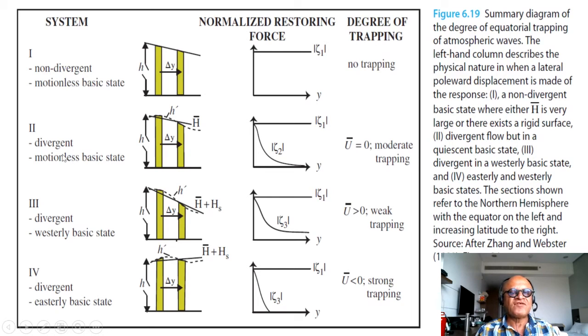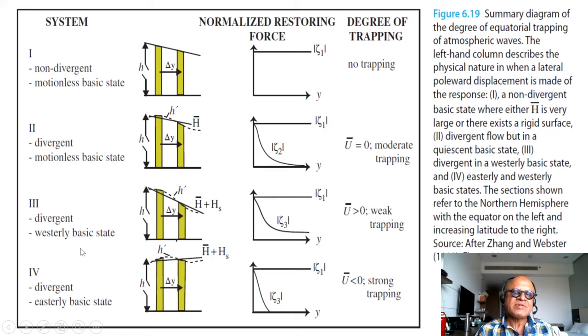If you have a divergent motionless basic state, in which case there is no rigid lid, so you allow for free surface for the geopotential, in which case you have a moderate trapping. So then the induced vorticity drops off to the trapping latitude.